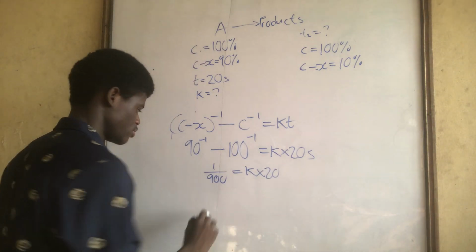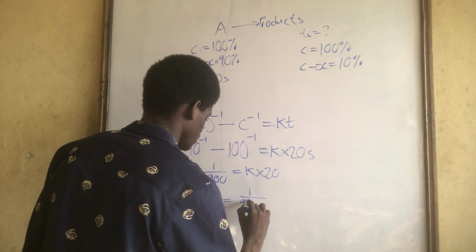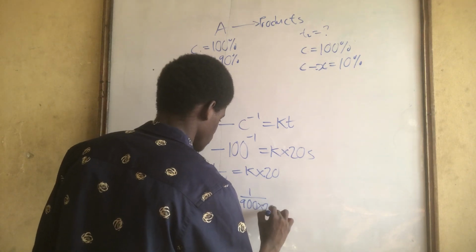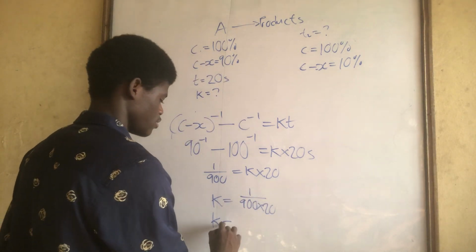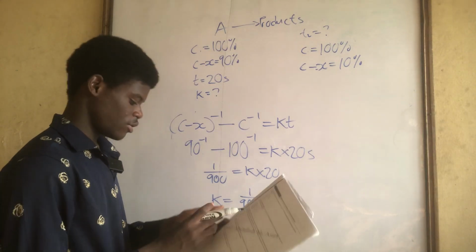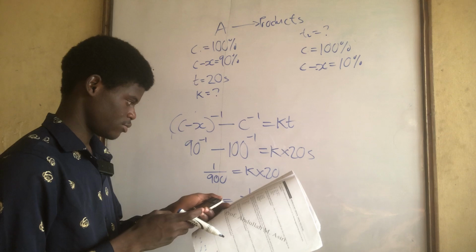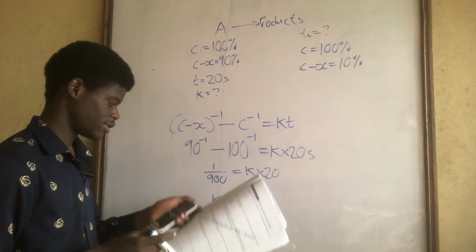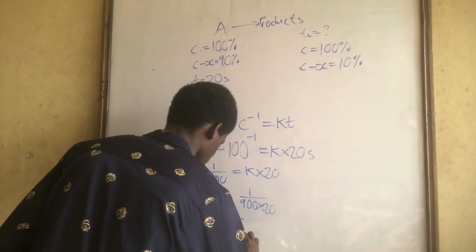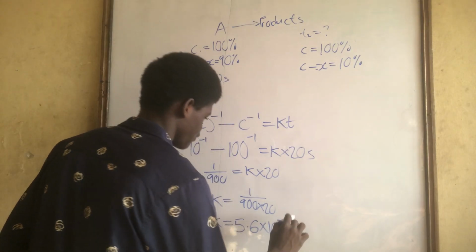We're going to divide both sides by 20. So our K will now be 1 divided by 900 times 20. That will give 5.6 times 10 raised to the power minus 5.